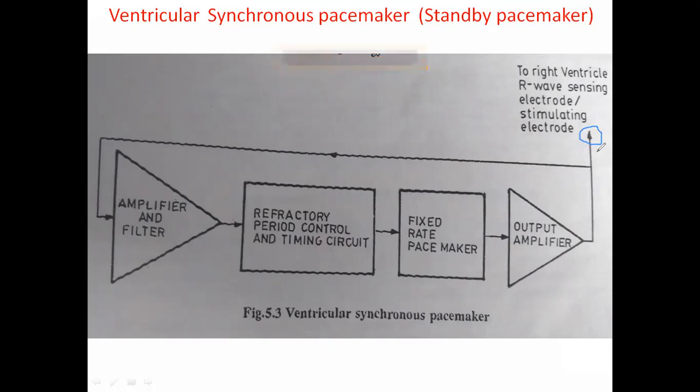For that, we are using a filter. These filters block the P waveform and allow the QRS waveform, and after it is allowed through the filter, the QRS waveform is amplified by the amplifier circuit. That signal is given to the refractory period control and timing circuit. So here we are using a timing circuit.